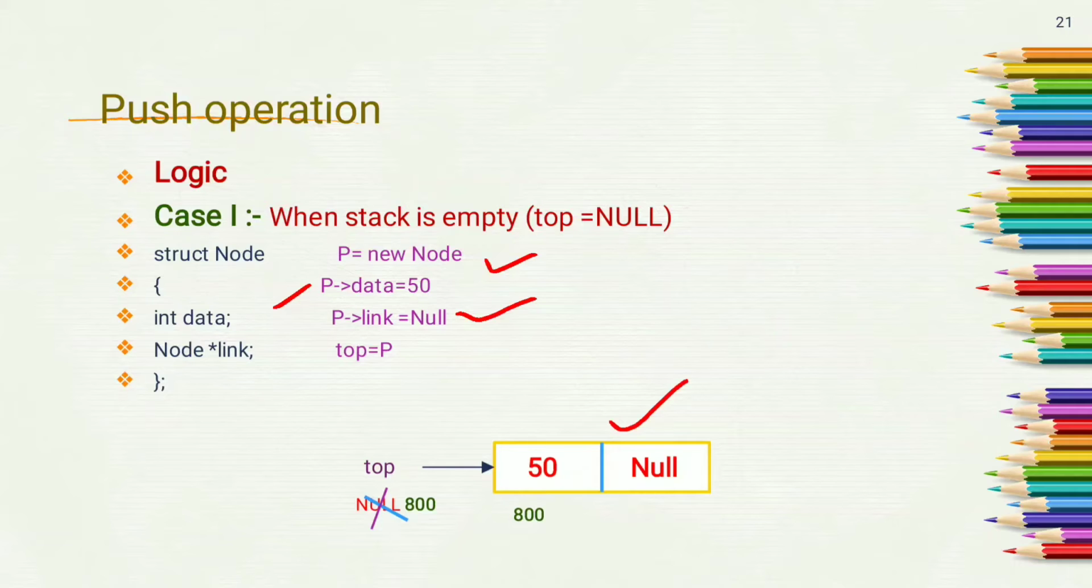So we have to store the address of p, that means this node, into top. Initially top contains null, now top contains the address of this new node p, that means now top contains 800. So top is pointing to this node. This is the topmost node of the stack.